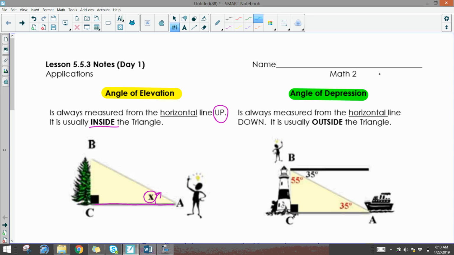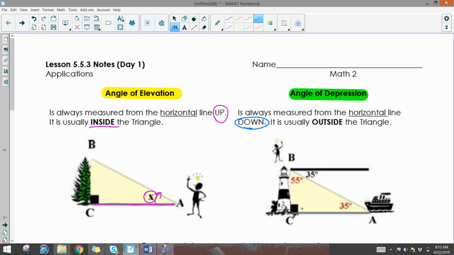Now over here, when you think depression, you think down. Well, an angle of depression is always measured from the horizontal line down. It's usually outside the triangle. If you flip your triangle over, which we will talk about in a few instances, then that's not true. But I would say 9 times out of 10, if not more, it's usually outside the triangle.